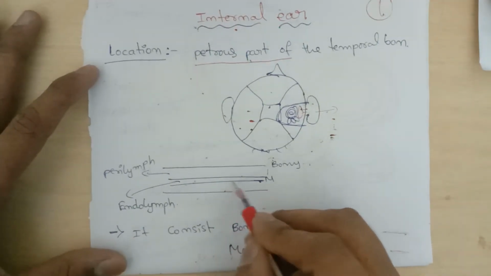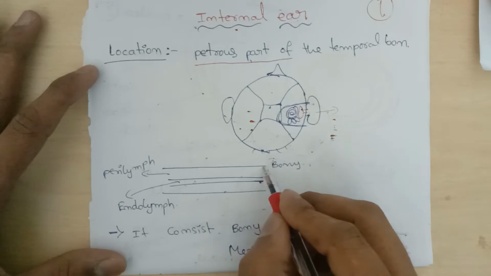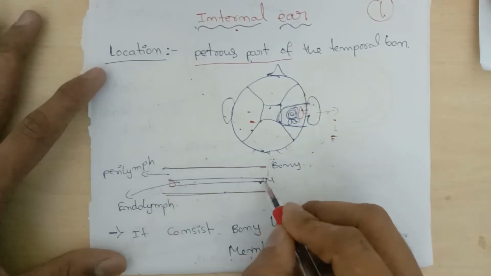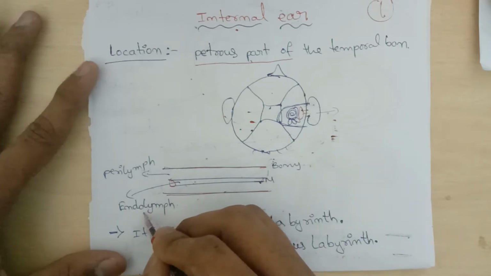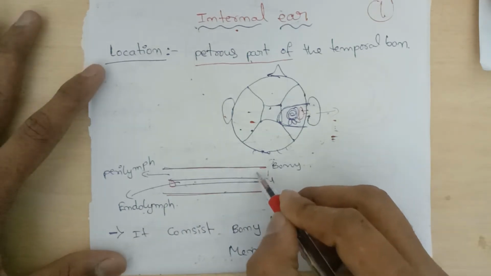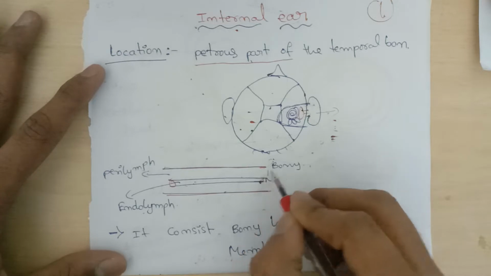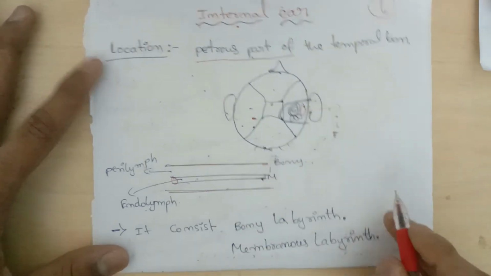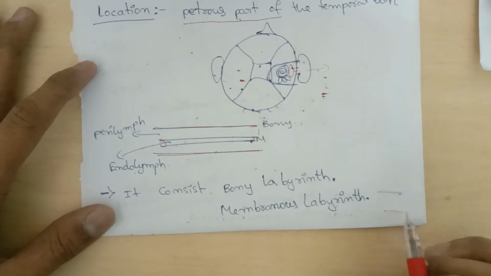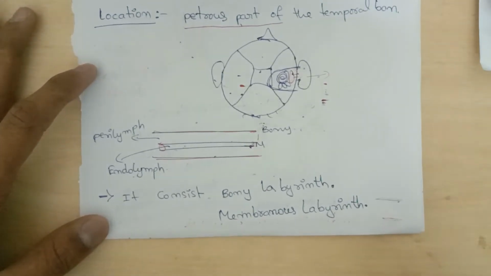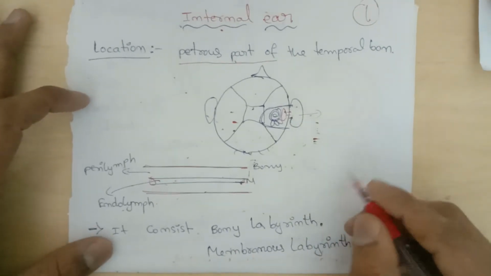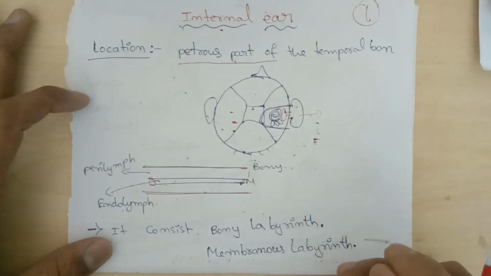Already I said that this is the bony labyrinth and the middle one is the membranous labyrinth. The membranous labyrinth is filled with endolymph, and the space between the membranous and bony labyrinth is filled with perilymph. The internal ear consists of the bony labyrinth and membranous labyrinth, and also we can say that it consists of the vestibular apparatus and cochlear apparatus.